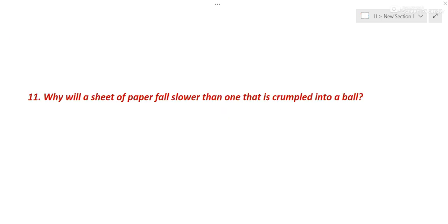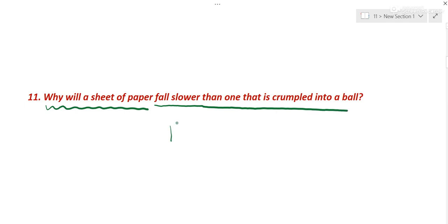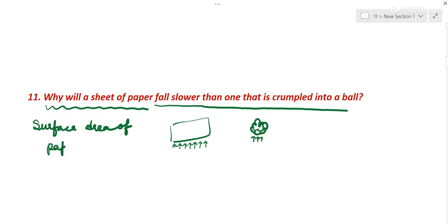Getting to next. So the next question is, why will a sheet of paper fall slower than one that is crumbled into a ball? So this sheet of paper is falling slower than this crumbled ball of paper. Because its surface area is large, the air resistance experienced by it would be large, and here it will be less. So you can simply say surface area of paper is larger.